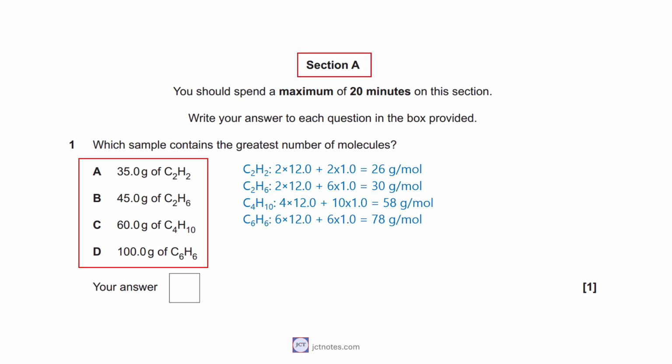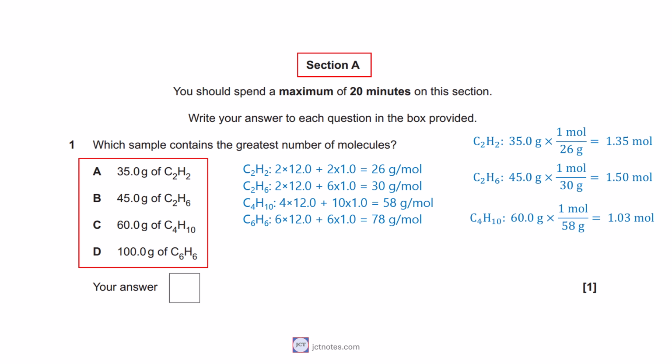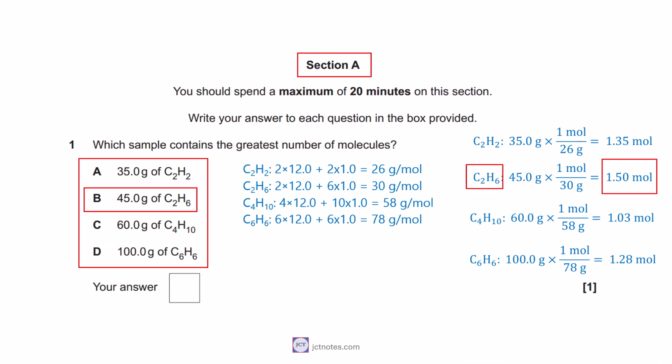If we divide the masses given by the molecular masses, I get 1.35 moles for C2H2, 1.50 moles for C2H6, 1.03 moles for C4H10, 1.28 moles for C6H6. The greatest number is 1.50, for C2H6, therefore the answer is B.